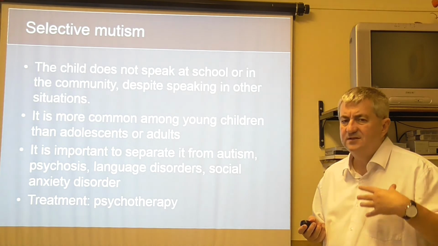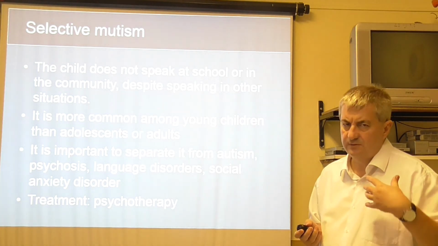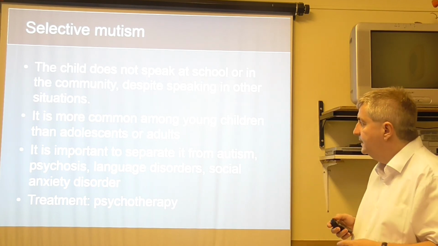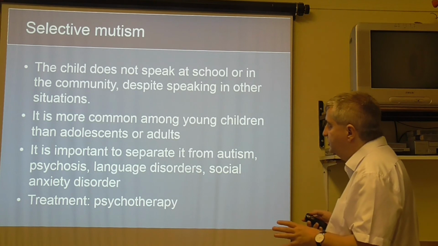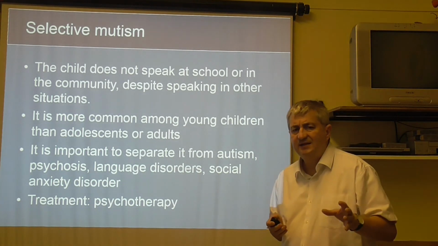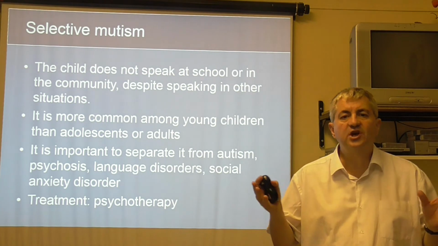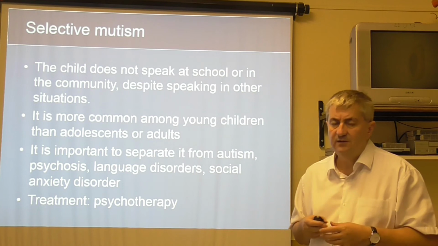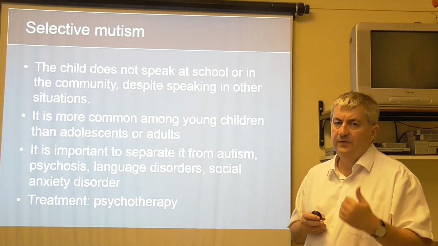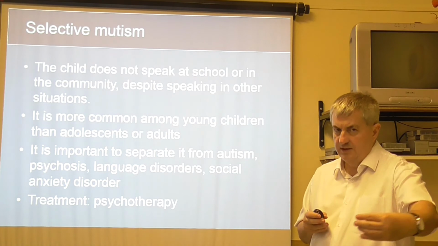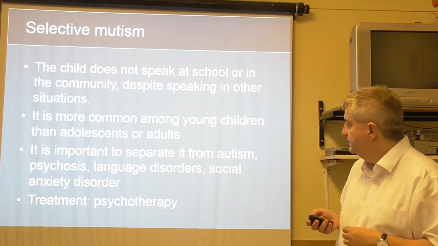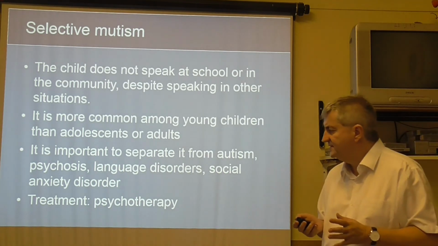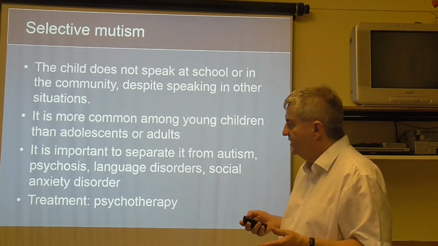Selective mutism: the child is not willing to communicate in school, not willing to speak in school, but at home communicates well with the parents, and this is what you can see here. It's more common among young children than adolescents. Previously, selective mutism was among the child psychiatric disorders and not in the anxiety disorders. Now it was put in the DSM-5 edition among the anxiety disorders, and what you see here is that it's very important to differentiate it from autism, psychosis, language disorders and social anxiety disorders.